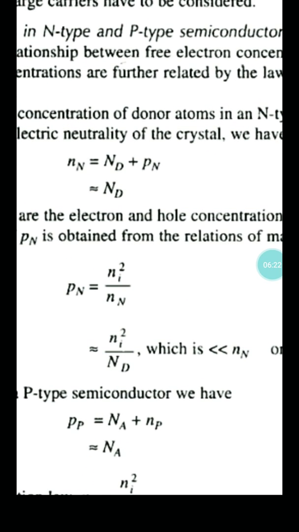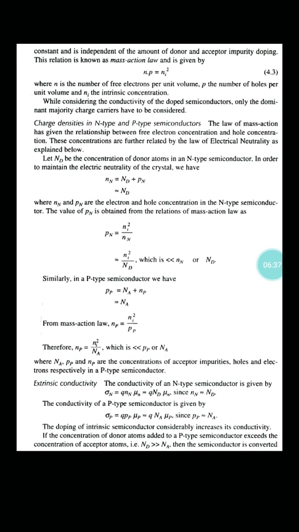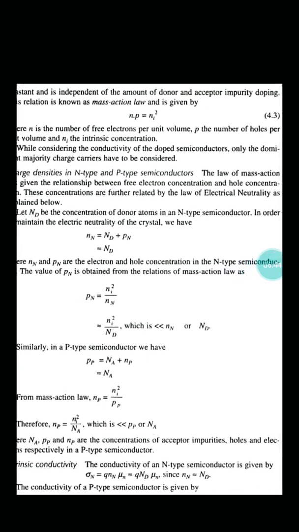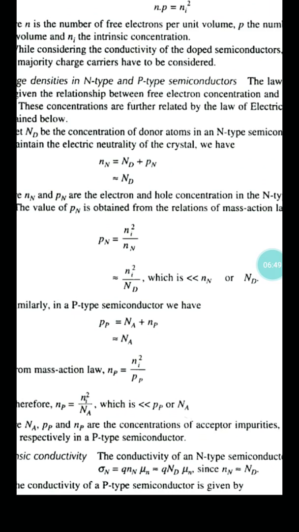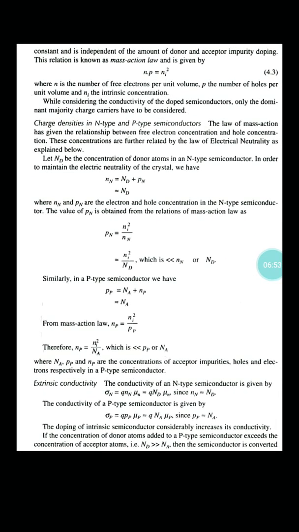So why is it called N-type? Nn is donor concentration Nd plus Pn. Now Nn tends to Nd, so here Pn is negligible. How does this convert using the mass action law? Nn Pn is equal to Ni squared. I just derived this statement, so Pn equals Ni squared by Nn. Now Nn can be replaced with Nd. Here Nd is the donor concentration, right?